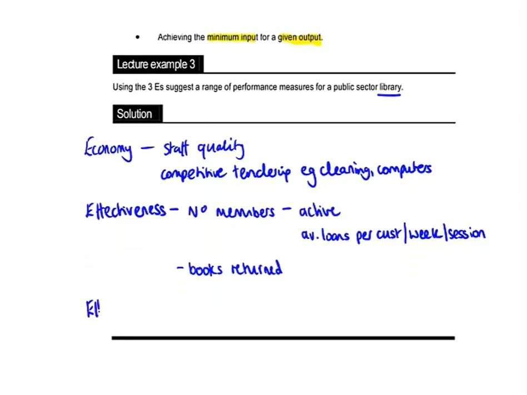Finally, we need to think about their efficiency, so the input to output ratio. We might be thinking about the cost of the books compared to the number of loans, so the number of times it's actually borrowed by customers. Or we might be thinking about the number of borrowers per session, or the number of borrowers that are helped per employee.